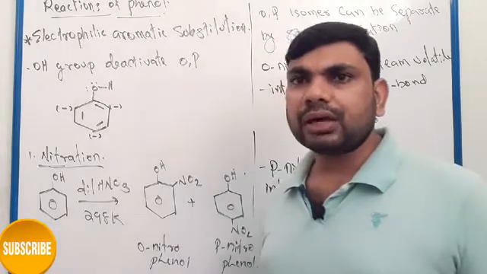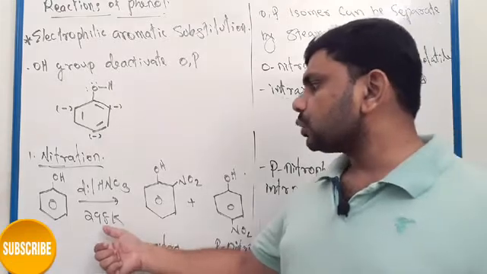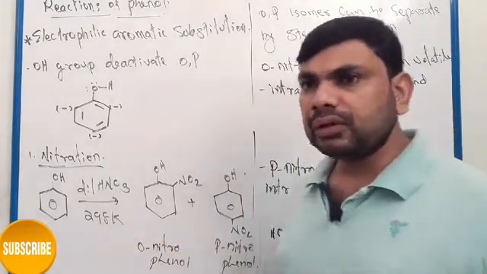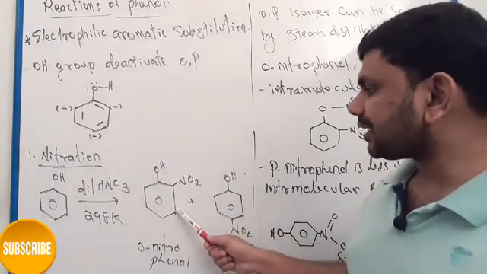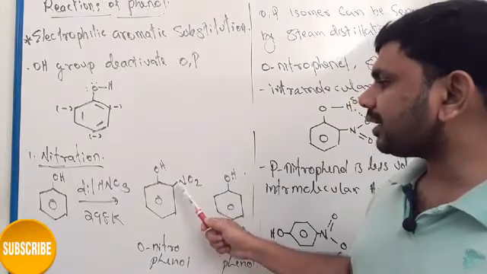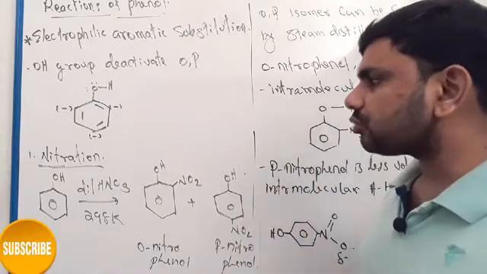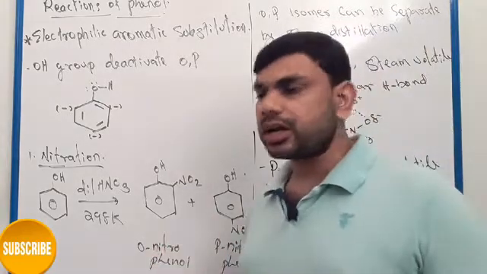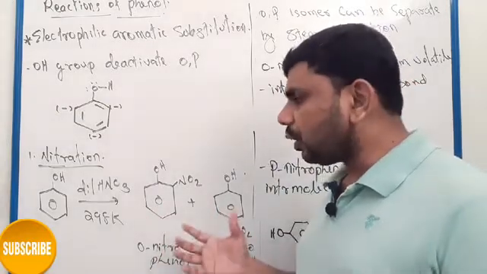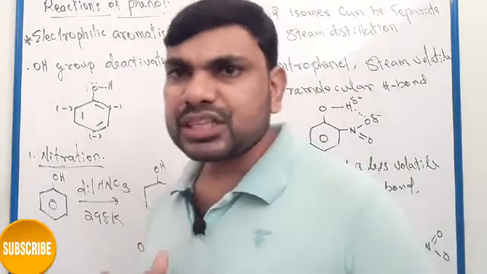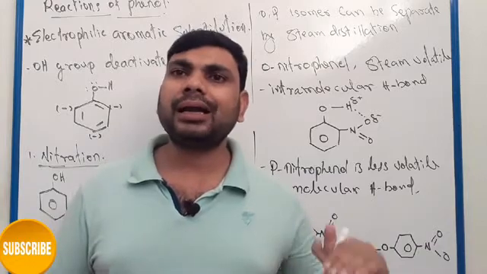Nitration means phenol reacts with dilute nitric acid at 25 degrees Celsius or 298 Kelvin. So we will get ortho nitrophenol. Look here, this is the ortho position, ortho, meta, para. So here is ortho nitrophenol and this is para nitrophenol. After nitration we obtain a mixture of products, ortho nitrophenol and para nitrophenol. From this mixture we can separate ortho nitrophenol and para nitrophenol.